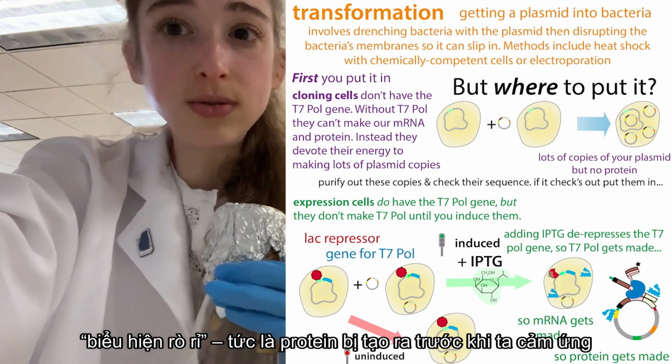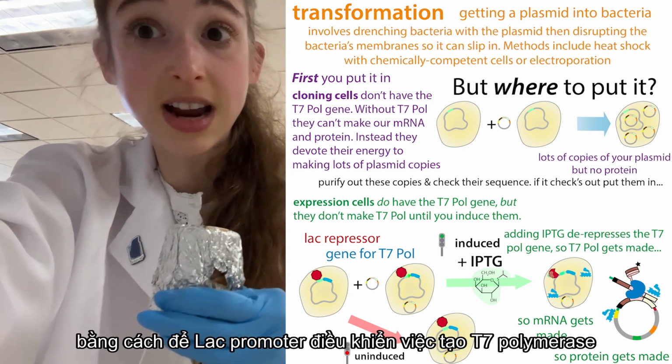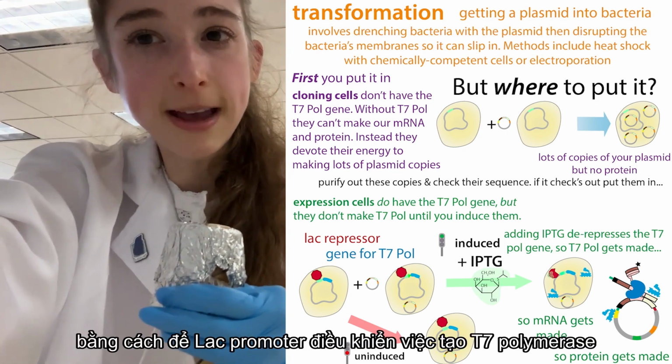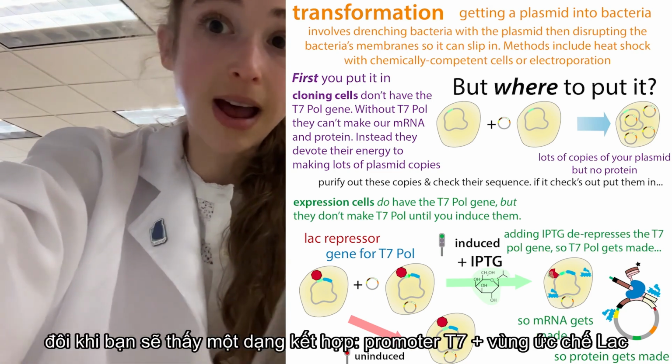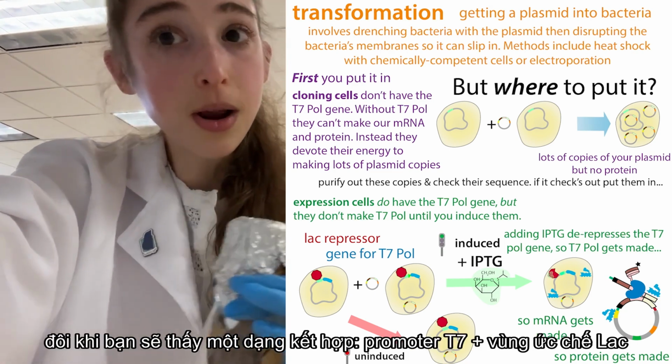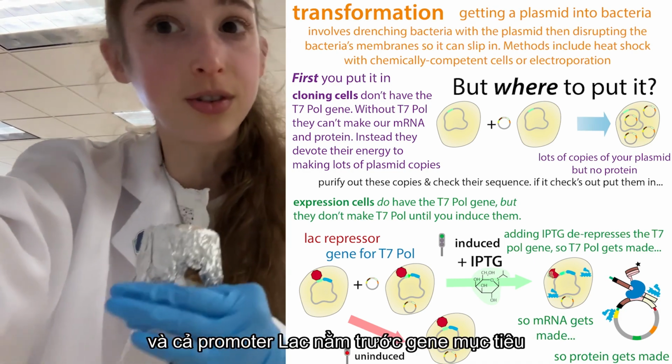And by having that two-layer security system, you can prevent some leaky expression, where things get made before you induce them. And so that's another way that you can use this lac operon: having the lac promoter control the T7 polymerase, and then the T7 polymerase promoter control your gene.